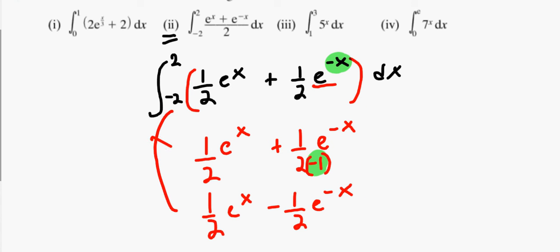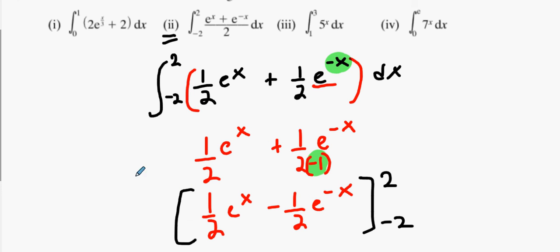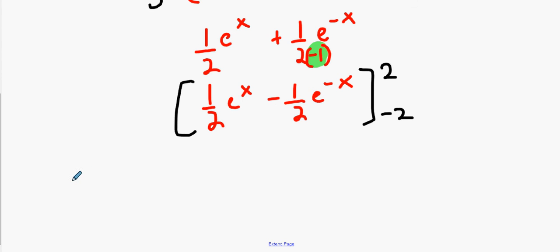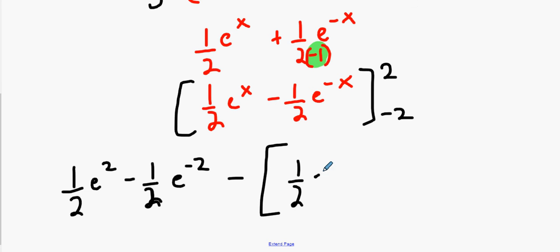Unfortunately, the next part isn't going to be pretty. Okay. Here's what I have to do. I have to do 2 to minus 2, and this is gone. This hurts. All right. So ready? A half e squared minus a half e to the minus 2 minus a half e to the minus 2 minus a half e. What's minus x? Anybody? It'd be minus minus 2, which is?